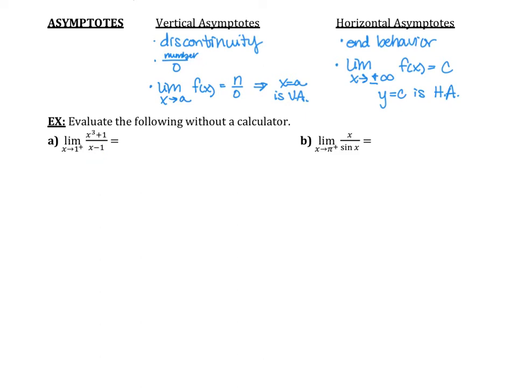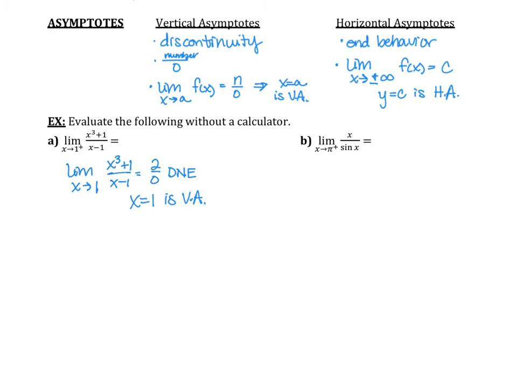So if I were just to plug in 1, not 1 from the right, just 1, let's rewrite this. Let's do the limit as x approaches just 1 of x cubed plus 1 over x minus 1. I would end up with 2 over 0, which we know does not exist. And since it does not exist, we know that x equals 1 is the vertical asymptote.